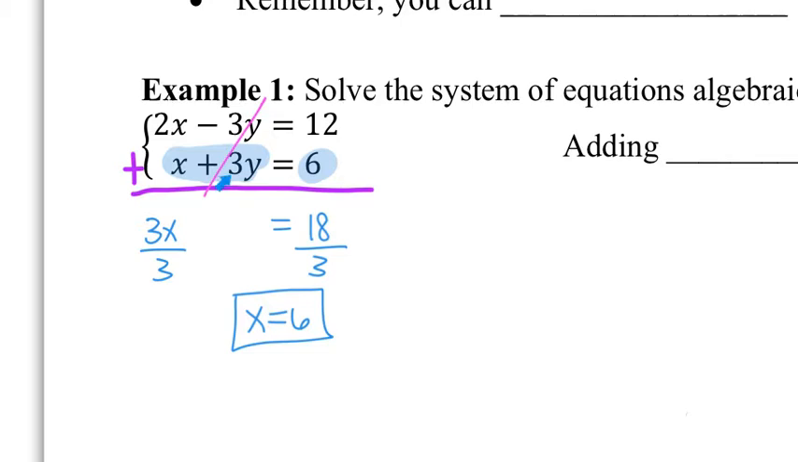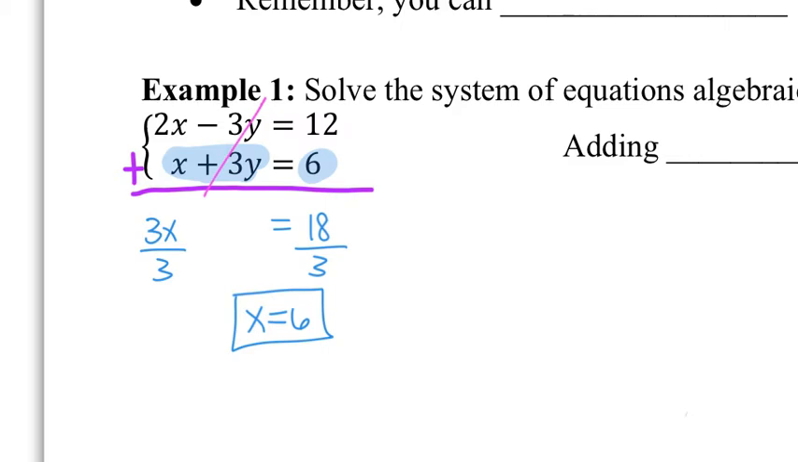But what if this wasn't a 3? What if this was like a 4? Then it would be a 1y here. And then adding the two equations together wouldn't have helped us at all. So we have to add with purpose. That's the biggest thing here. Add with purpose. Do not add the equations left side to left side and right side to right side unless something is going to eliminate.